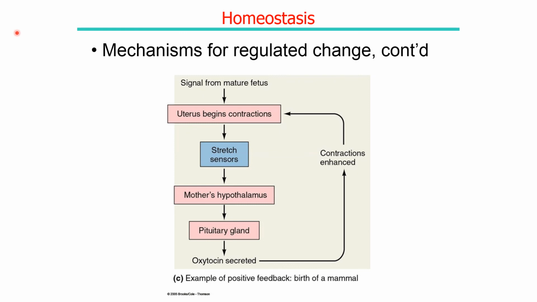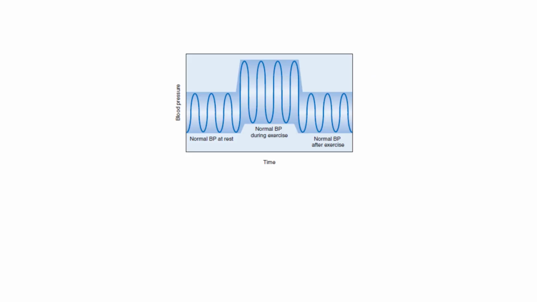Sometimes the whole range of the variable is shifted above or below the normal range. For example, in case of exercise, the normal range of blood pressure is shifted above, and then at rest it comes back to the normal level.